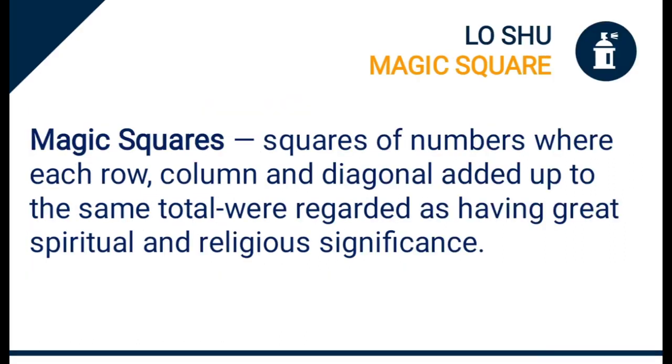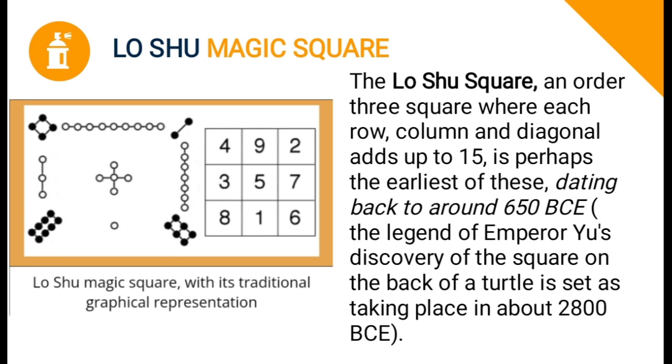And now, let us proceed to the Lo Shu Magic Square. There was a pervasive fascination with numbers and mathematical patterns in ancient China, and different numbers were believed to have cosmic significance, in particular the magic squares. Squares of numbers in which each row, column, and diagonal added up to the same total were regarded as having great spiritual and religious significance. The Lo Shu square, an order 3 square in which each row, column, and diagonal adds up to 15, is perhaps the earliest of these, dating back to around 650 BCE.